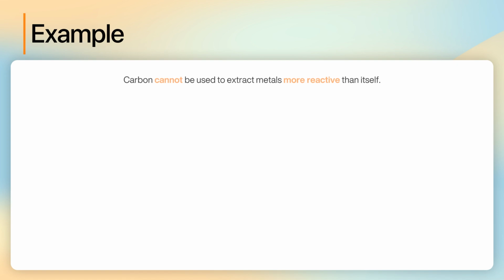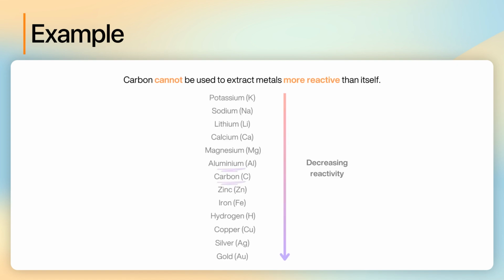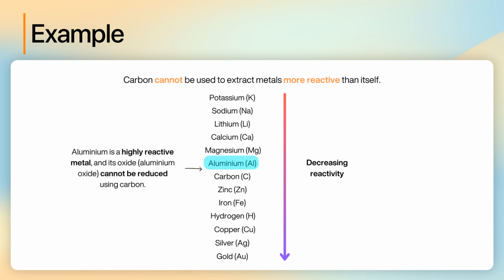However, carbon cannot be used to extract metals that are more reactive than itself. For example, aluminium is a highly reactive metal, and its oxide, aluminium oxide, cannot be reduced using carbon. Instead, a different process is needed to extract aluminium from its ore. Therefore, the position of carbon in the reactivity series helps determine which metals can be extracted from their ores using carbon.